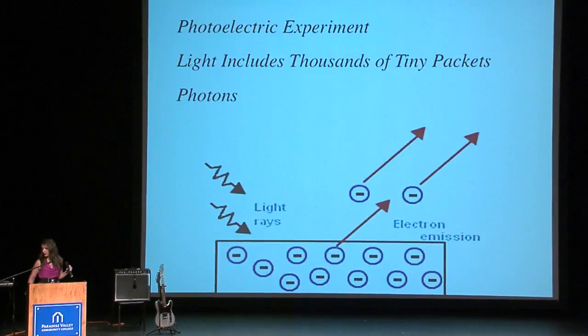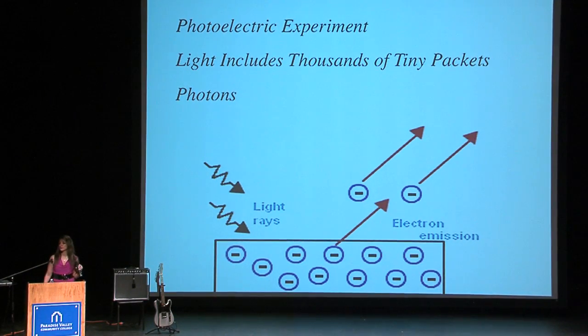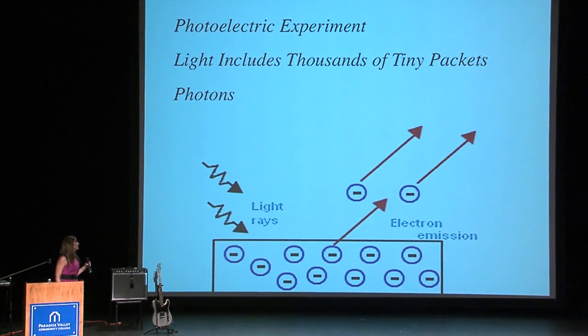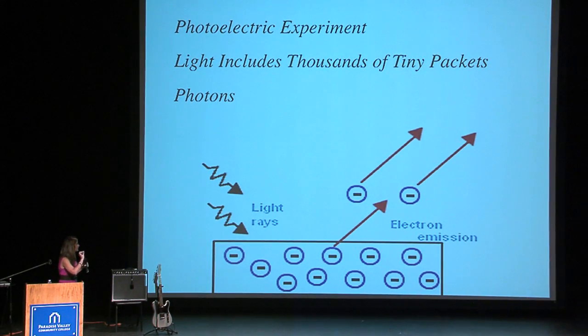So he did his own set of experiments, which was a photoelectric experiment. Imagine a metal plate, and then he would shine a very high frequency of light on the metal plate, and the result would be electrons emitting from the metal plate. He explained it by saying that light includes thousands of tiny packets called photons. So light acts as a particle and as a wave.